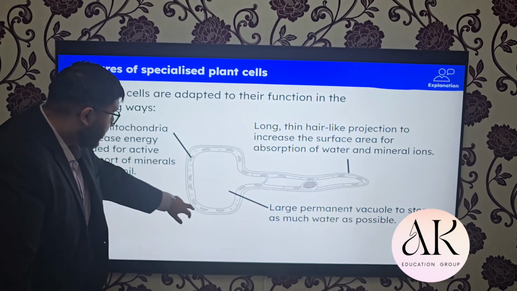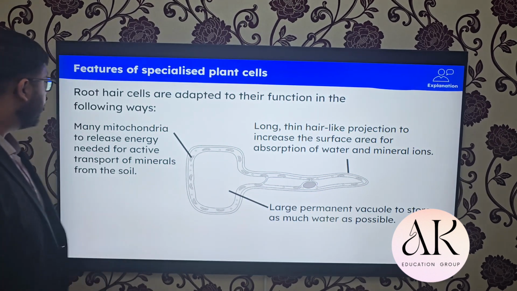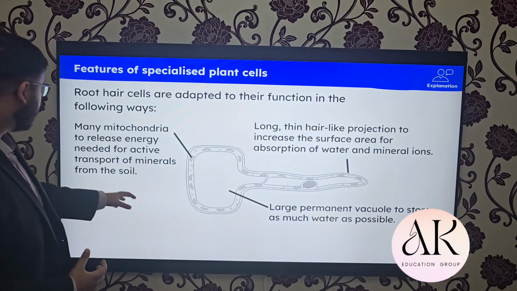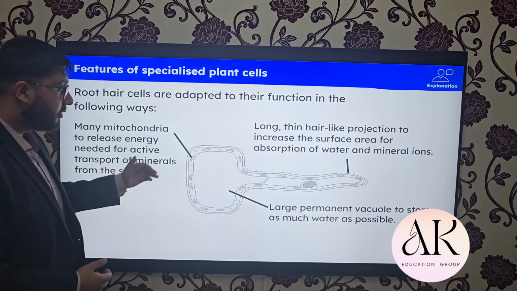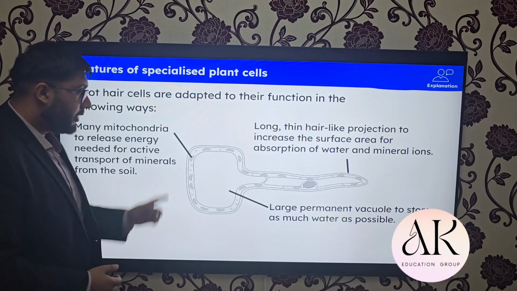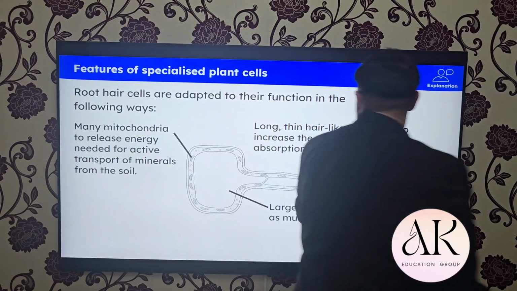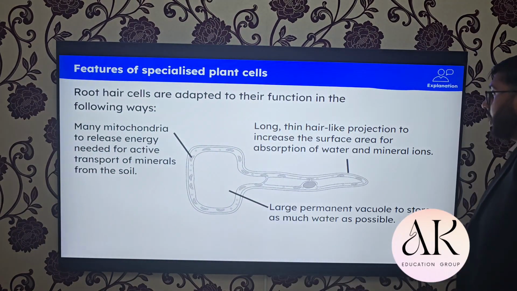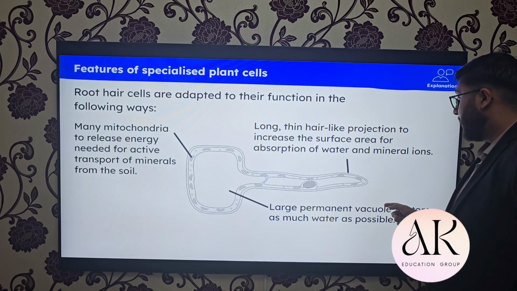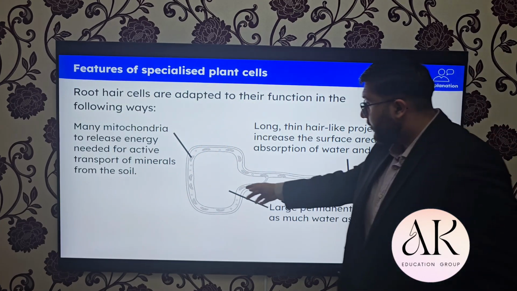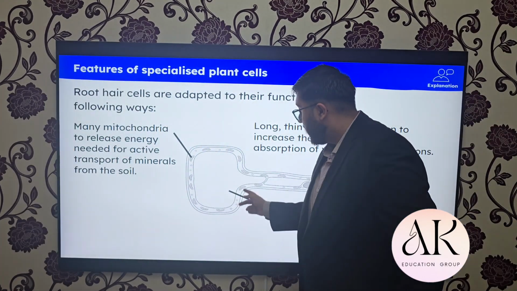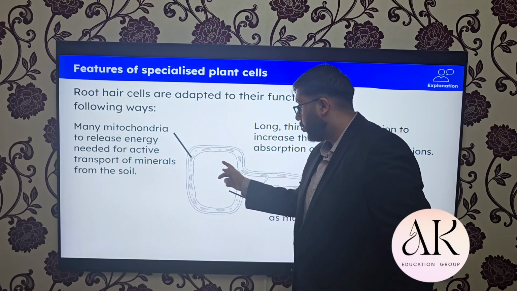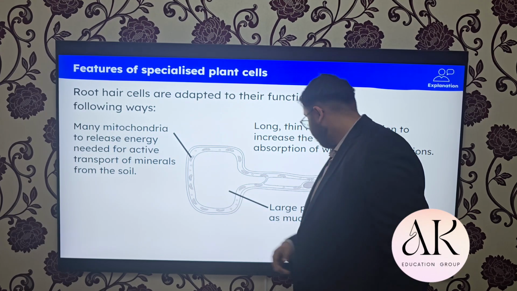They have many mitochondria, okay? Many mitochondria to release energy needed for active transport of minerals from the soil. They have long, thin hair-like projections to increase their surface area for absorption of water or minerals, and they have a large permanent vacuole to store as much water as possible, okay?